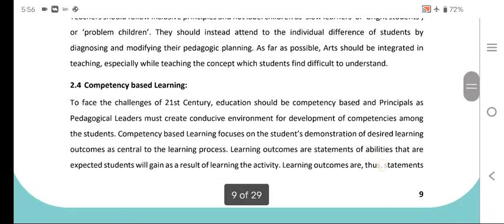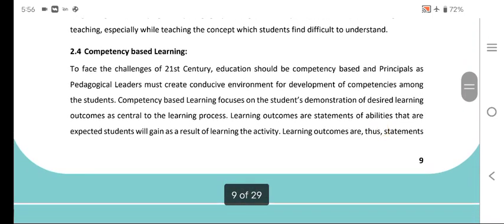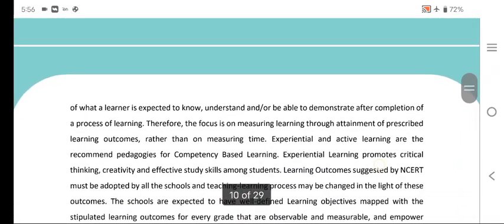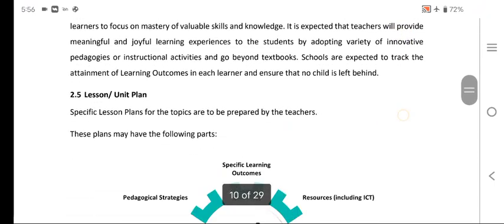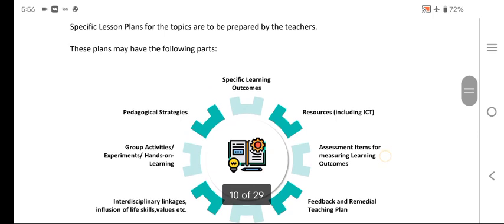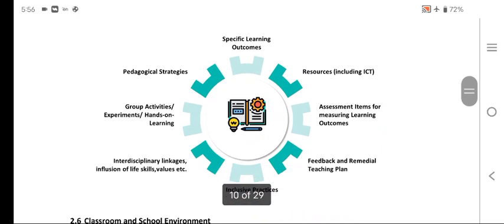Now competency based learning, we know about 21st century skills, and out of 21st century skills, competency based learning is very important, and we know about the competency based learning. Yes, lesson and unit plan, very important for the teachers. Here the parameters have been given. What are the parameters that are given?